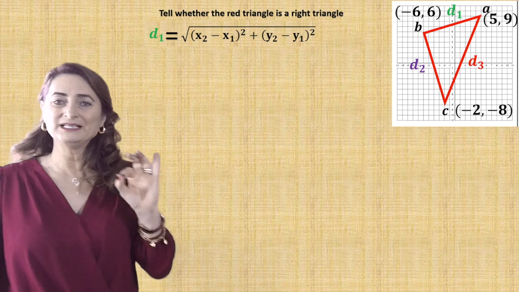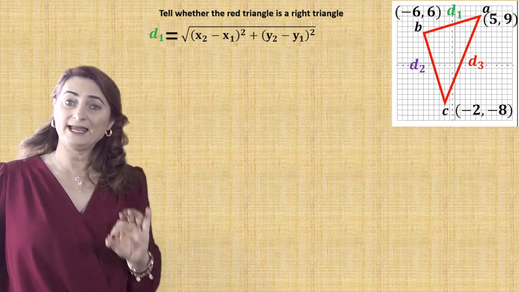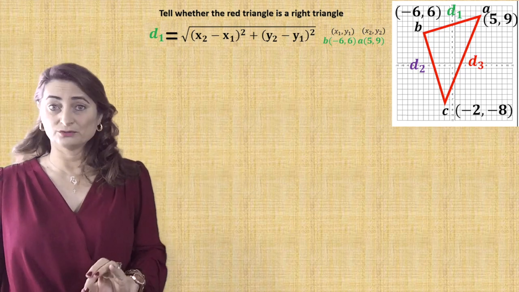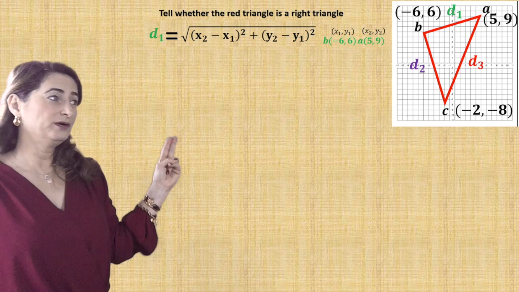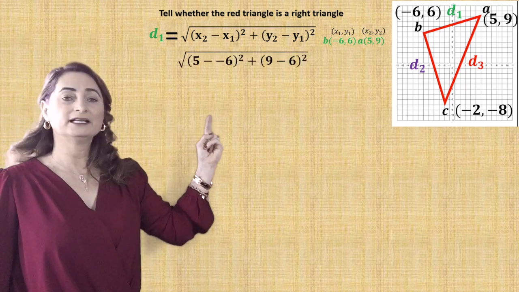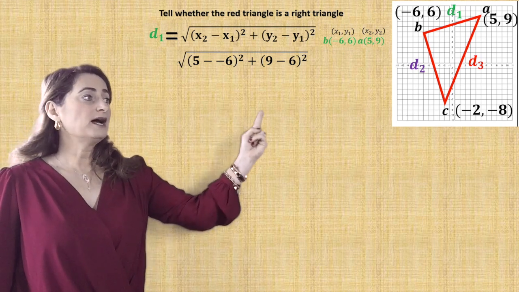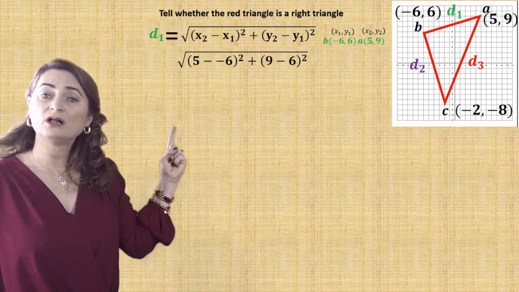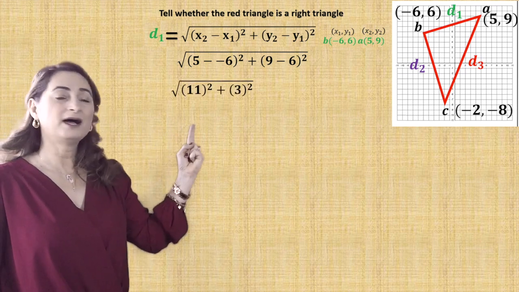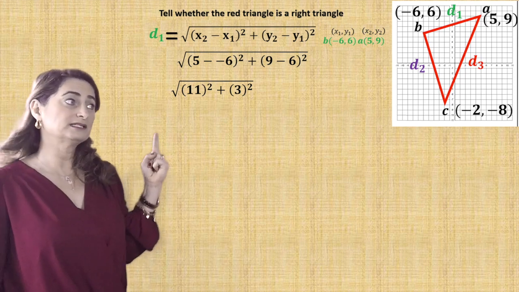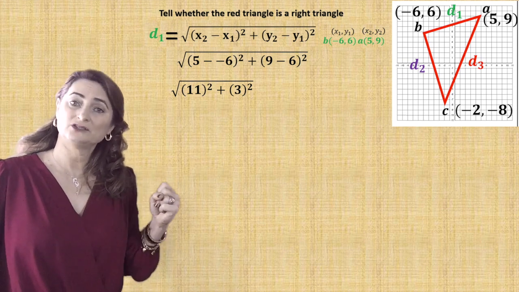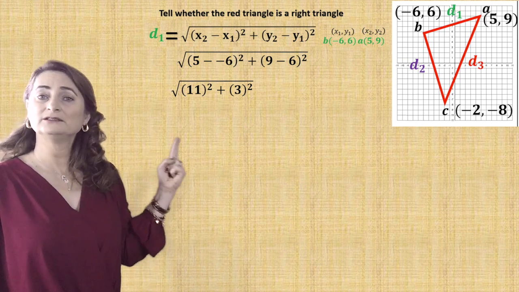Now on the side, please write the coordinates for B and A. Name the first one x1, y1, and the second coordinate x2, y2. Now replace the numbers in the equation. x2 minus x1 squared is 5 minus negative 6 squared, plus 9 minus 6 squared. Make sure it's all still inside the square root. Now evaluate. 5 minus negative 6 is 11, but still I need to square it, plus 9 minus 6 is 3, but I still need to square it. And remember, it's still under the square root.